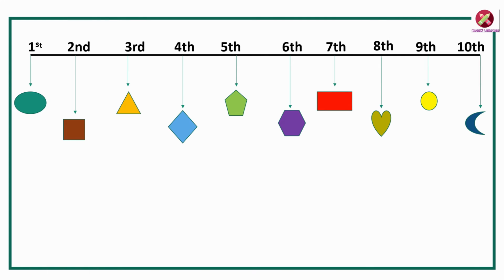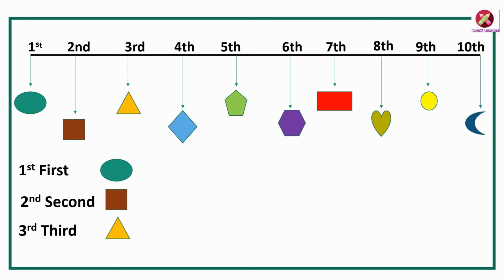Here, we have taken some shapes and the shapes are placed in a line. Let's see the position of the shapes in the line. Our first shape is the oval. Next, our second shape is a square. Our third shape is a triangle. Our fourth shape is a diamond.